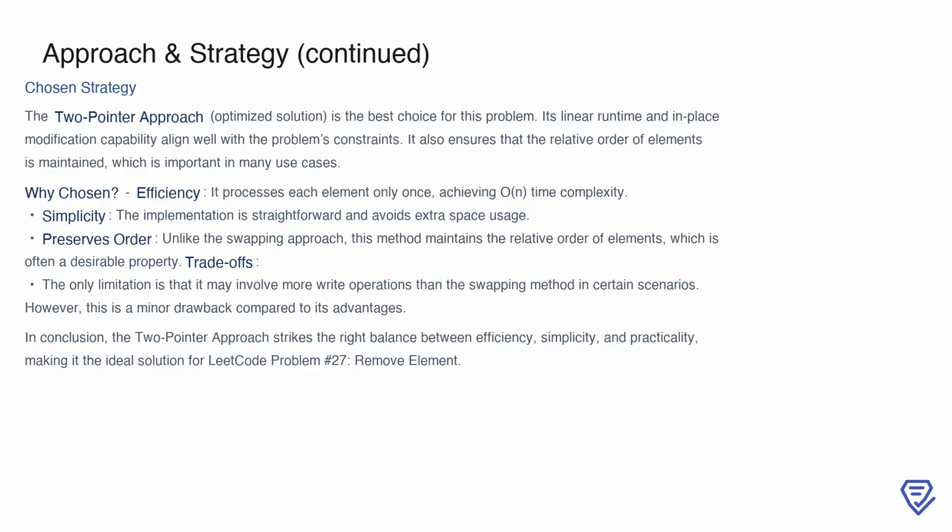With a linear runtime of O(n) and no additional space usage, it aligns perfectly with the problem's constraints. Moreover, this method ensures the relative order of elements is preserved, which can be important for many use cases. While the alternative swapping approach avoids some write operations, it sacrifices the order of elements, making it less desirable in scenarios where maintaining order is crucial. Overall, the two-pointer approach offers a straightforward and reliable solution, handling the problem efficiently and effectively.